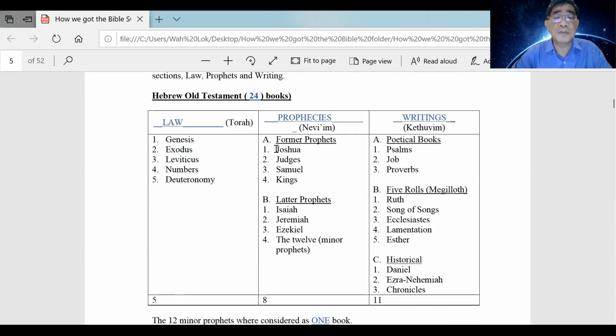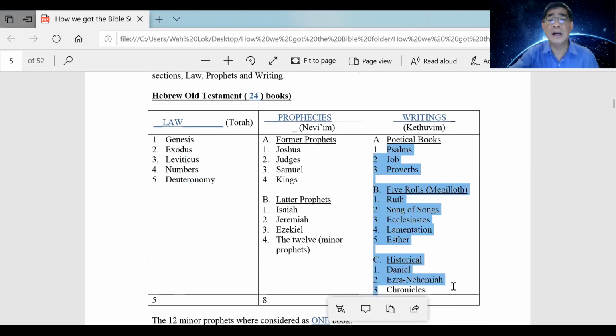The prophets: we have Joshua, Judges, Samuel, Kings. See, 1 and 2 Samuel is 1 book, and Kings likewise. Then you have Isaiah, Jeremiah, Ezekiel, and the 12 prophets become 1 book. So the prophets only have 8 books. And then the writings: Psalms, Job, Proverbs, Song of Songs, Ecclesiastes, Lamentations, Esther, Daniel, Ezra-Nehemiah as 1 book, and Chronicles.